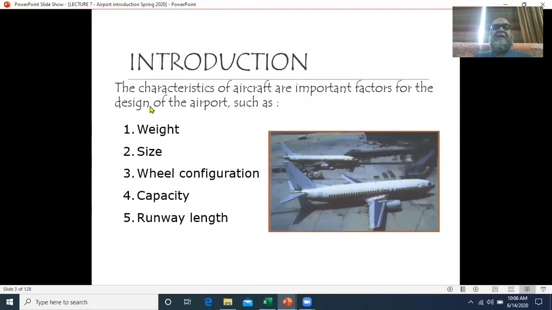So why are the characteristics important? Because all these things are required for the design of an airport: weight, size, wheel configuration, capacity, and runway length.